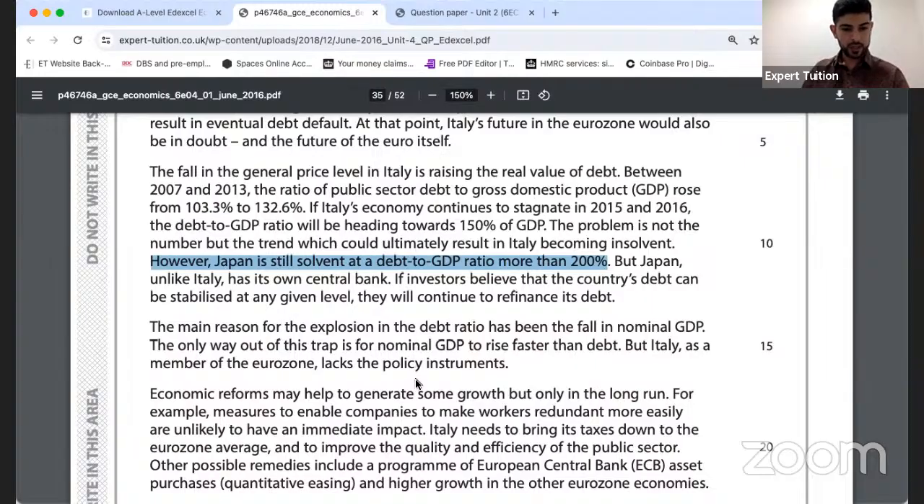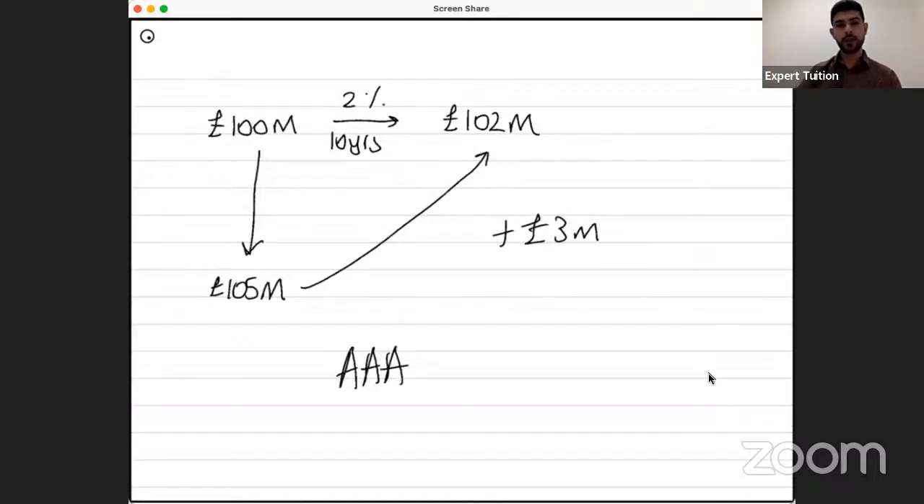Let's work it out. So if I go back again to my board, in my made up example over here, where the government issued £100 million worth of bonds, what was the most important number in this very simple made up example? Well, the most important number is actually this, the 2%.